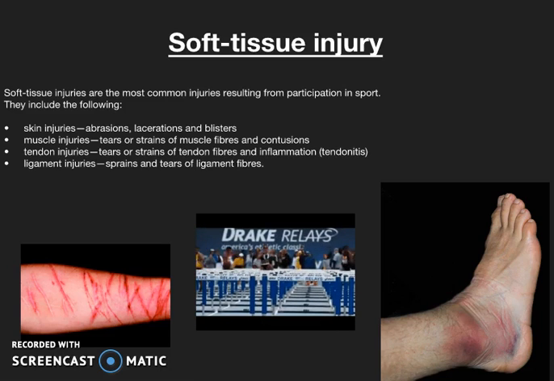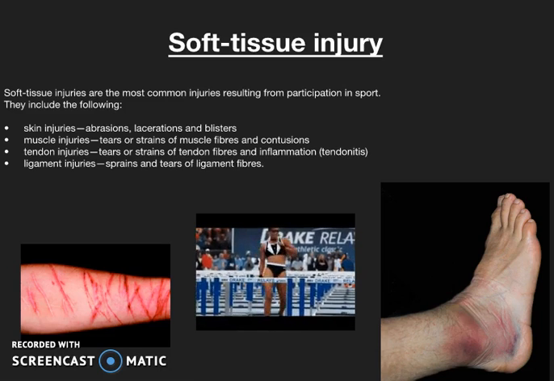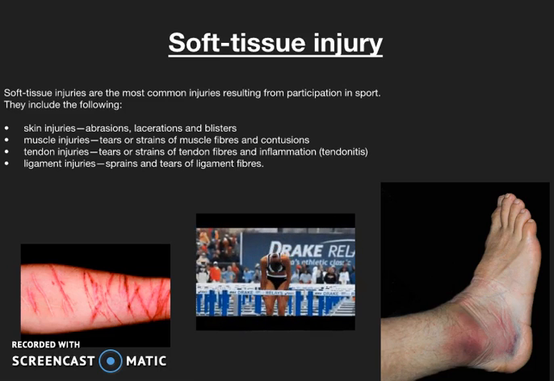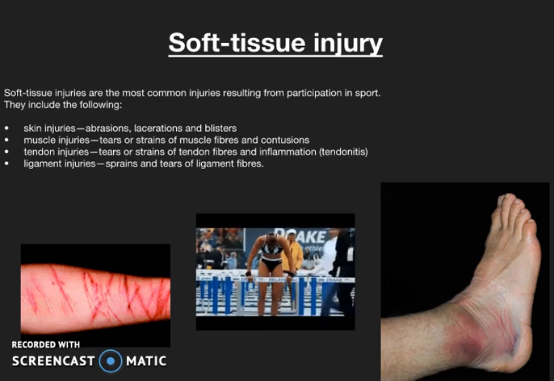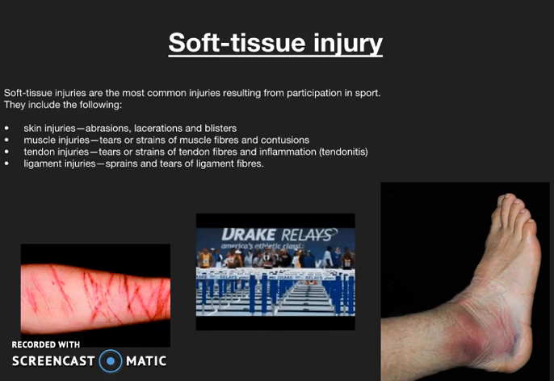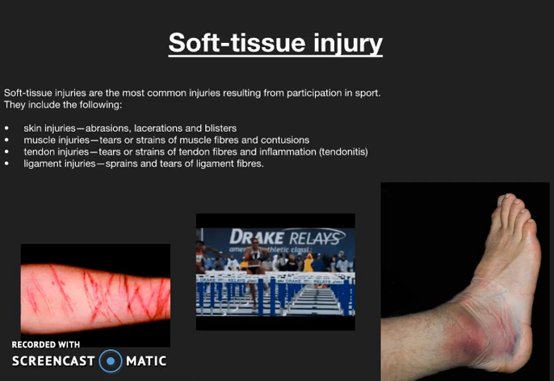For skin, there's abrasions, lacerations and blisters. For muscle injuries, we have tears or strains of the muscle fibres, and also we'll have contusions or bruising. Tendon injuries are tears or strains of the fibres, and we have ligament injuries, which are again tears or sprains, I should say, of the ligament fibres.